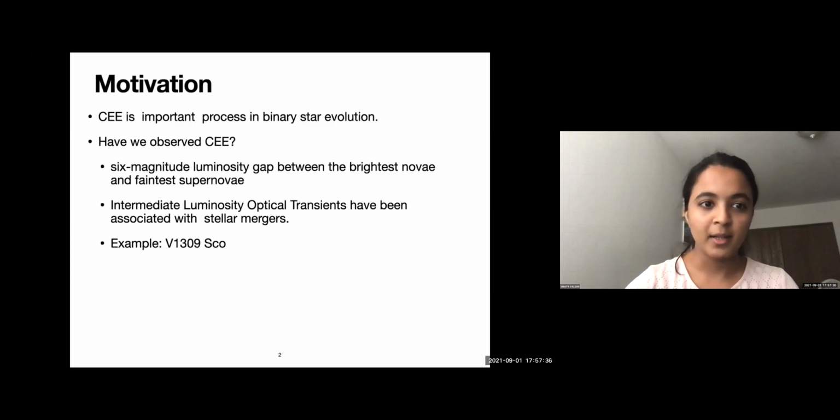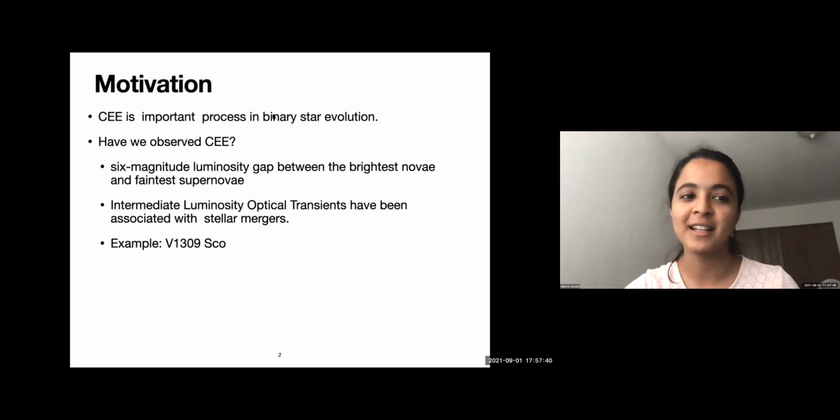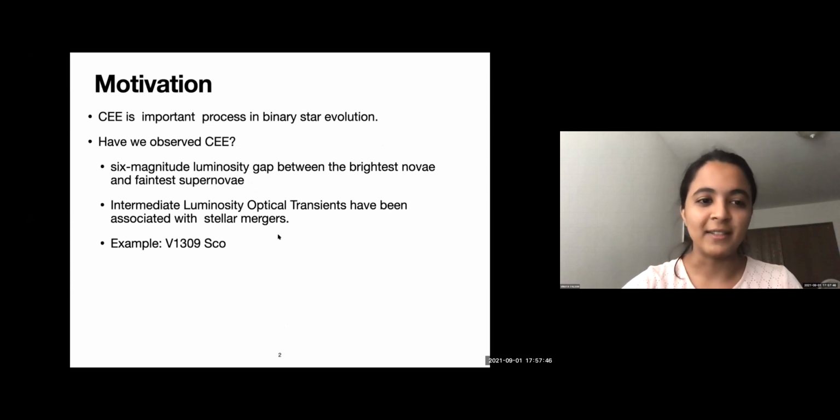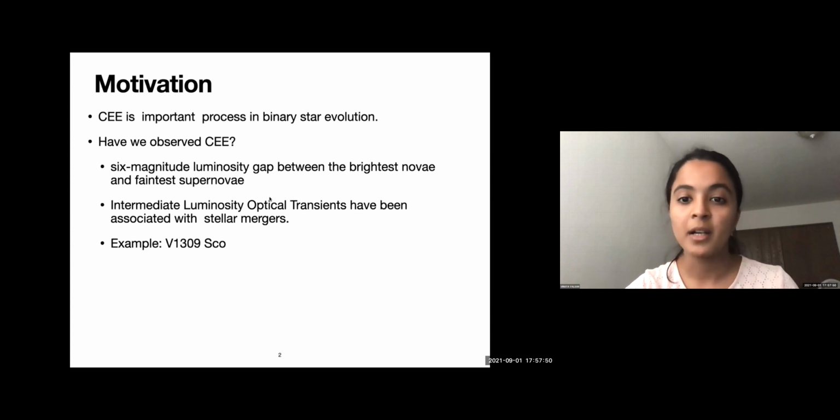All right. So we all know that CEE is an important process in binary star evolution. And have you observed CEE? We're already having so many discussions on this, but I'll briefly go through this anyway. So observationally, there is a 6 magnitude luminosity gap between the brightest novae and the faintest supernovae. And I'll use the term intermediate luminosity optical transients to refer to all those transients observed in this luminosity gap.